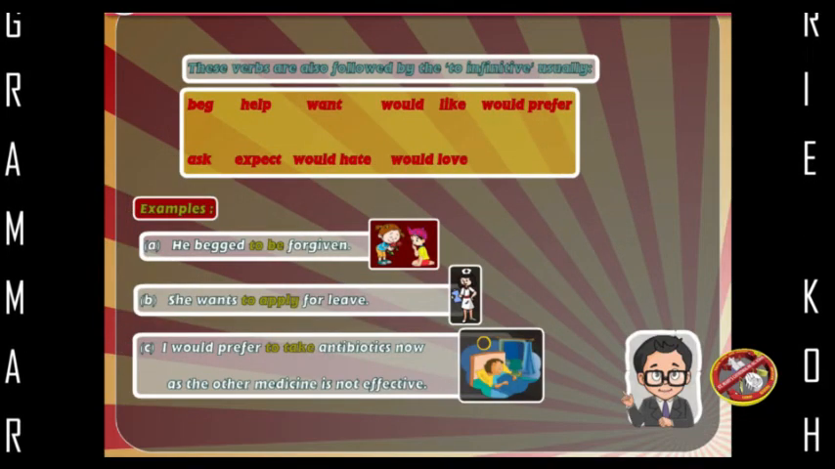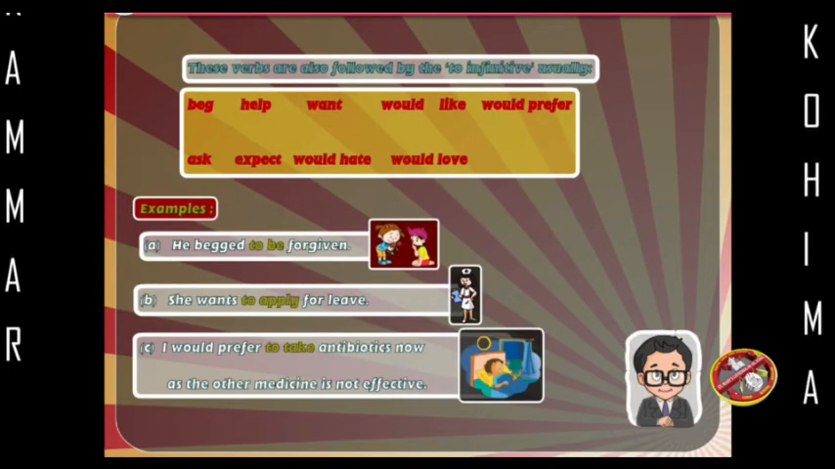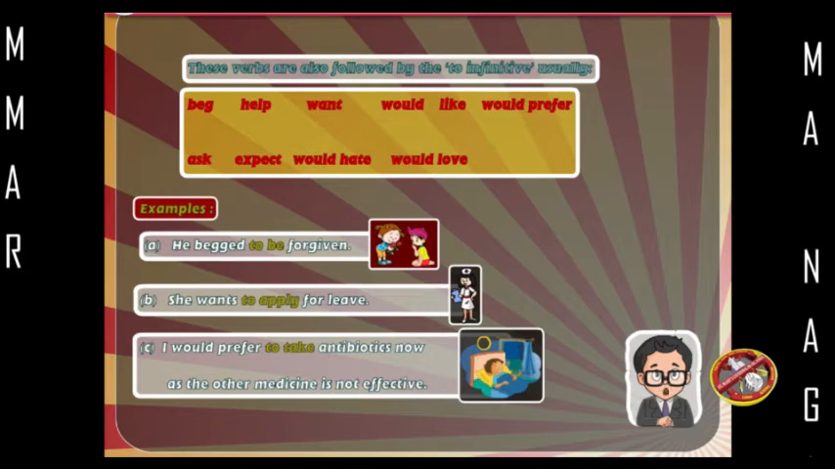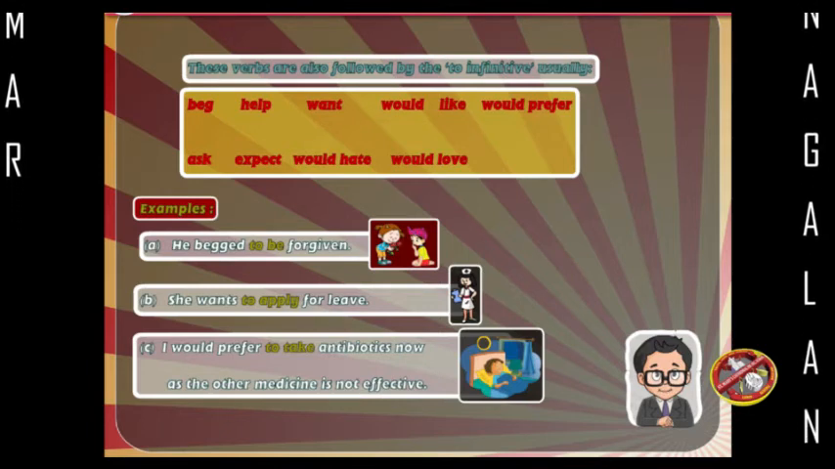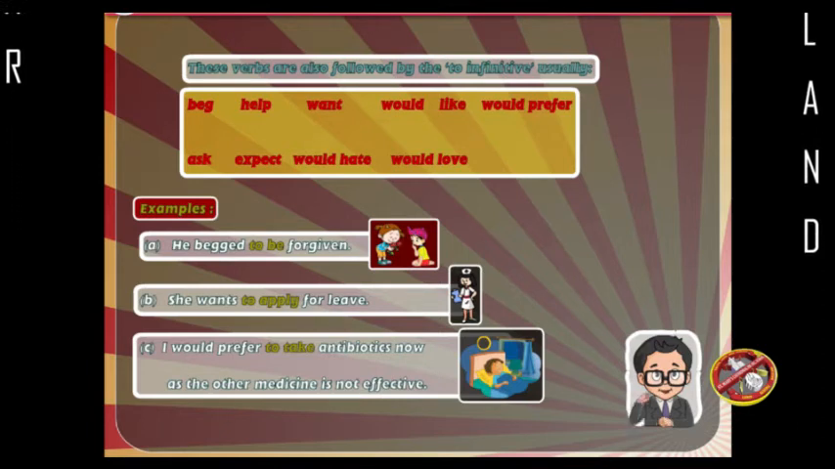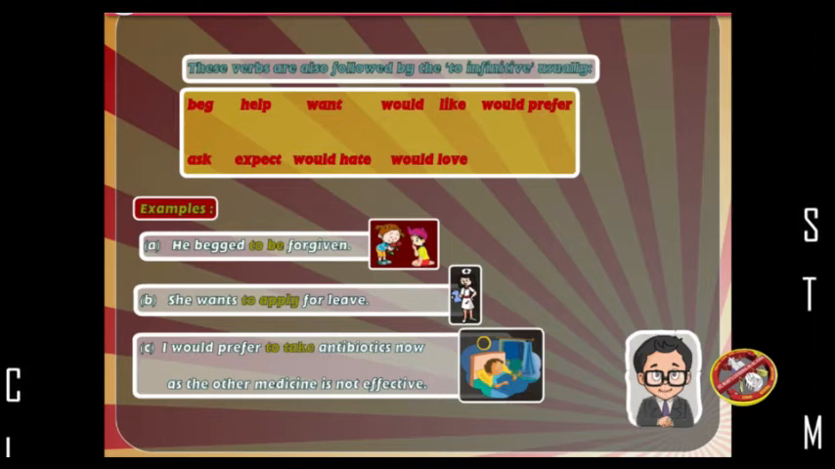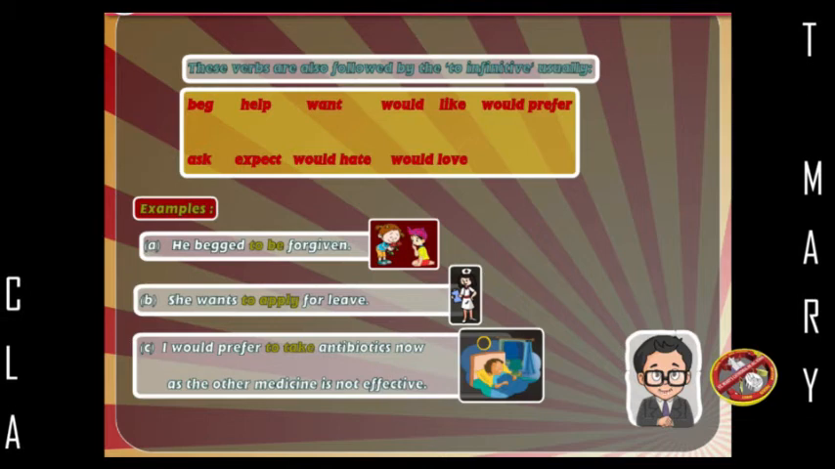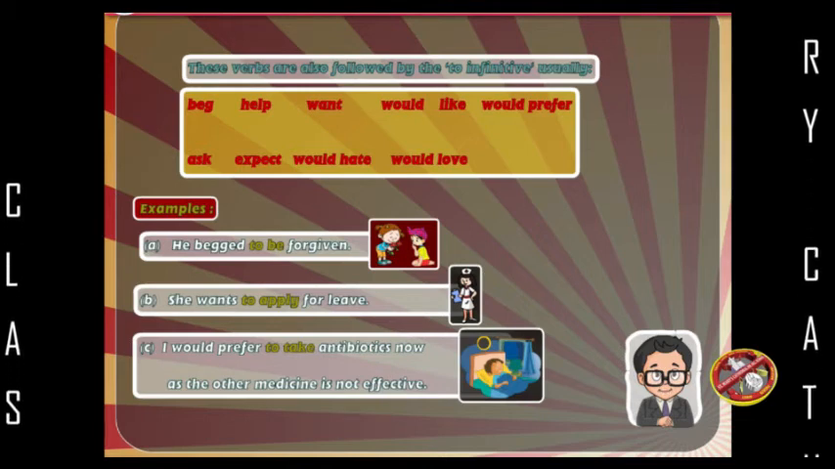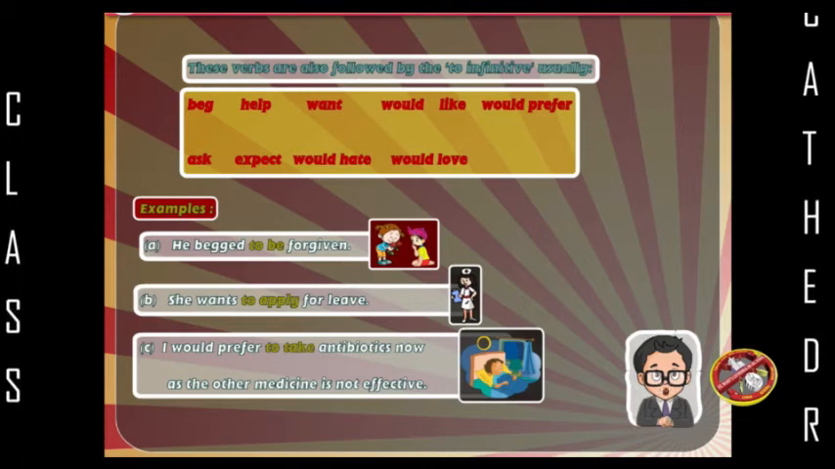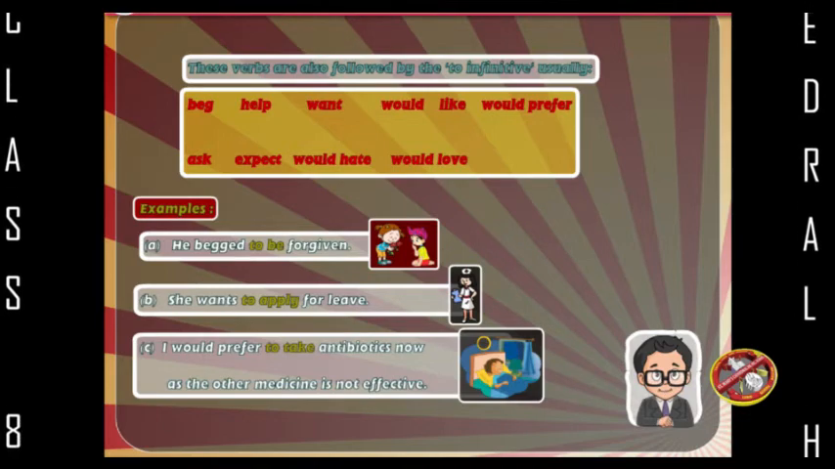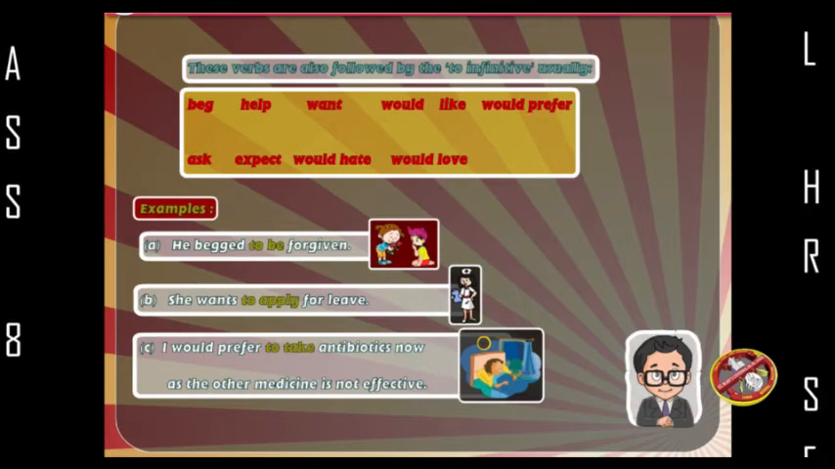These verbs are also followed by the two infinitive usually. Beg, ask, help, expect, want, would hate, would like, would love, would prefer. Examples: he begged to be forgiven. She wants to apply for leave. I would prefer to take antibiotics now, as the other medicine is not effective.